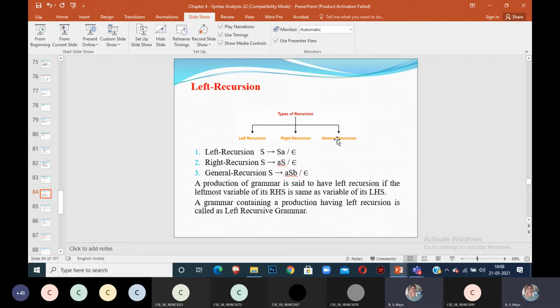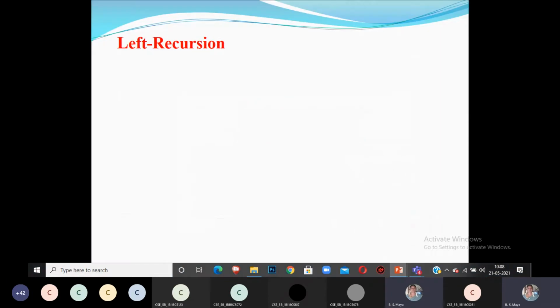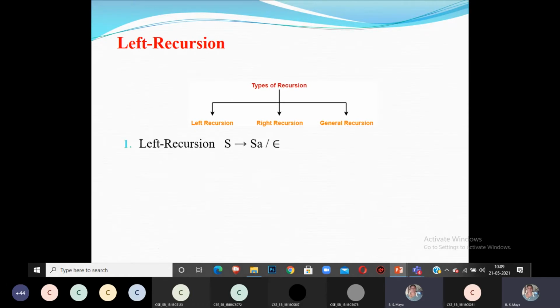See, what is left recursion? In the last class we wrote the left associative form of the grammar. Any grammar, if you write it that way, will look like a left recursion grammar. If you write that grammar using right associativity, it generates right recursion. Recursion can be divided into left recursion, right recursion or general recursion, but as per our syllabus we will discuss only left recursion.